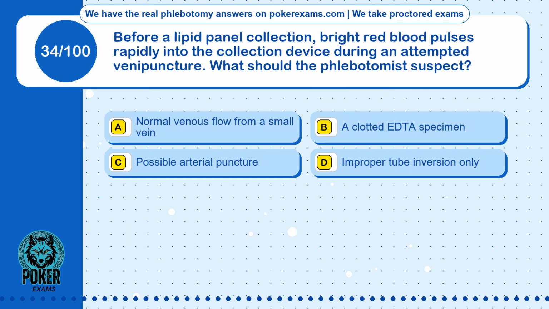Question 34. Before a lipid panel collection, bright red blood pulses rapidly into the collection device during an attempted venipuncture. What should the phlebotomist suspect? Option A. Normal venous flow from a small vein. Option B. A clotted EDTA specimen. Option C. Possible arterial puncture. Option D. Improper tube inversion only.